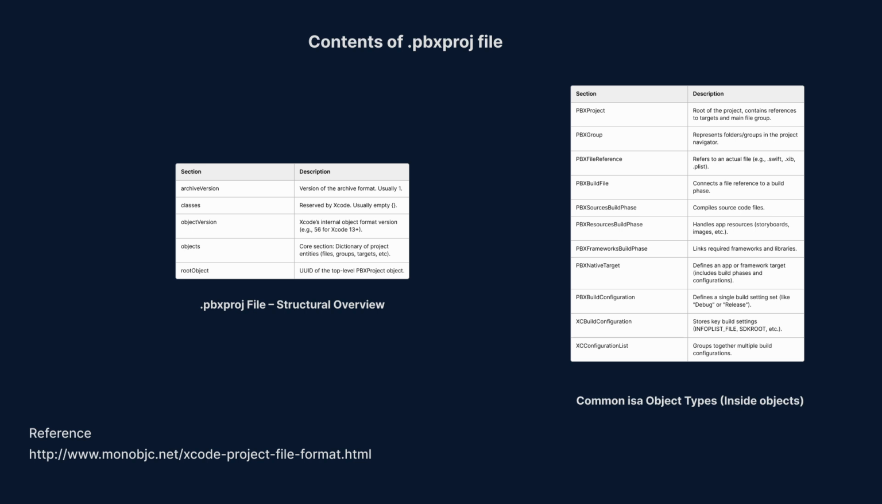Configuration is handled through PBXBuildConfiguration and XCBuildConfiguration, which store settings like info plist file and SDK root. Finally, XCConfigurationList groups multiple configurations such as debug and release.